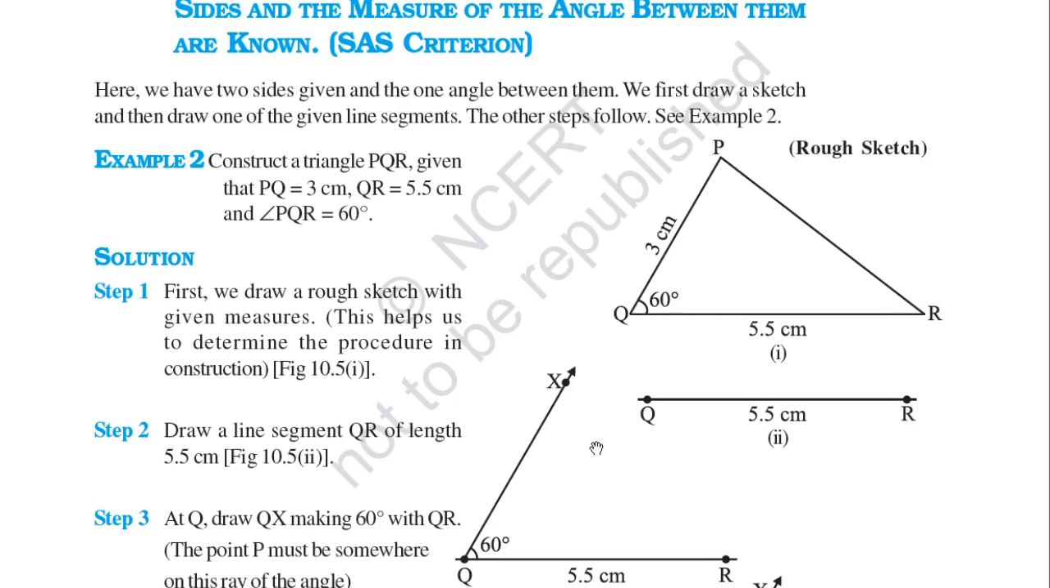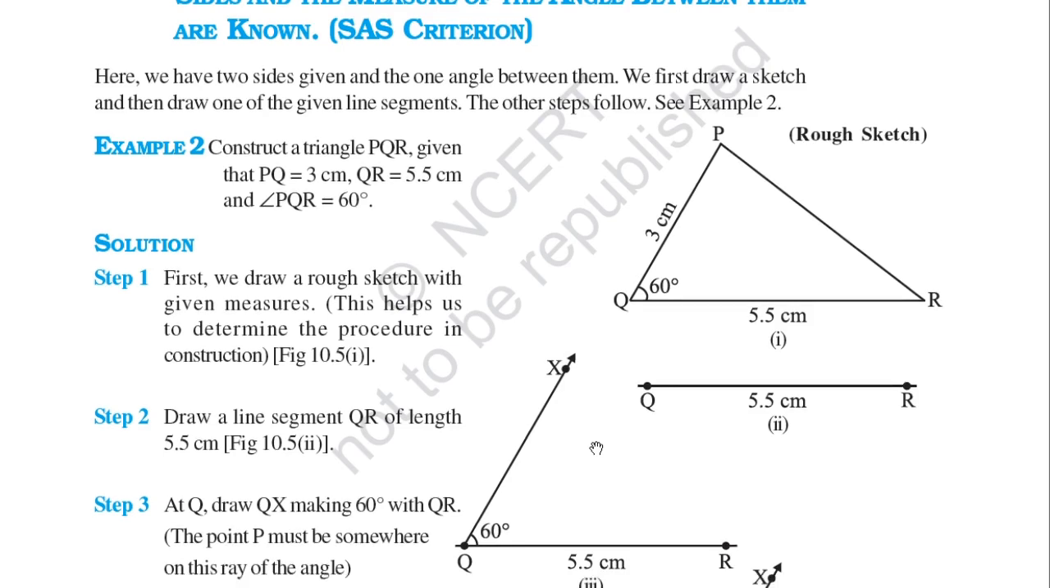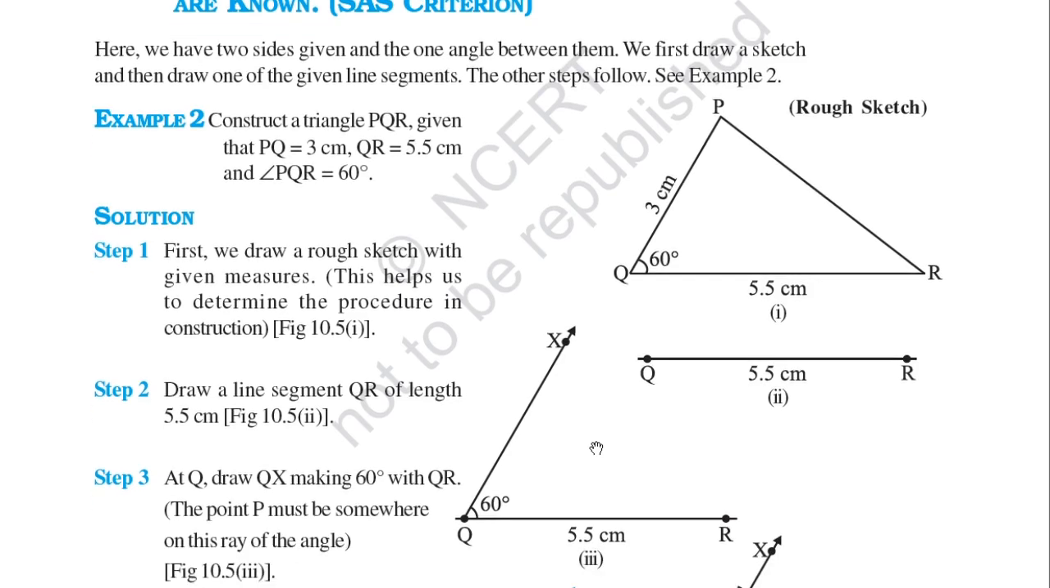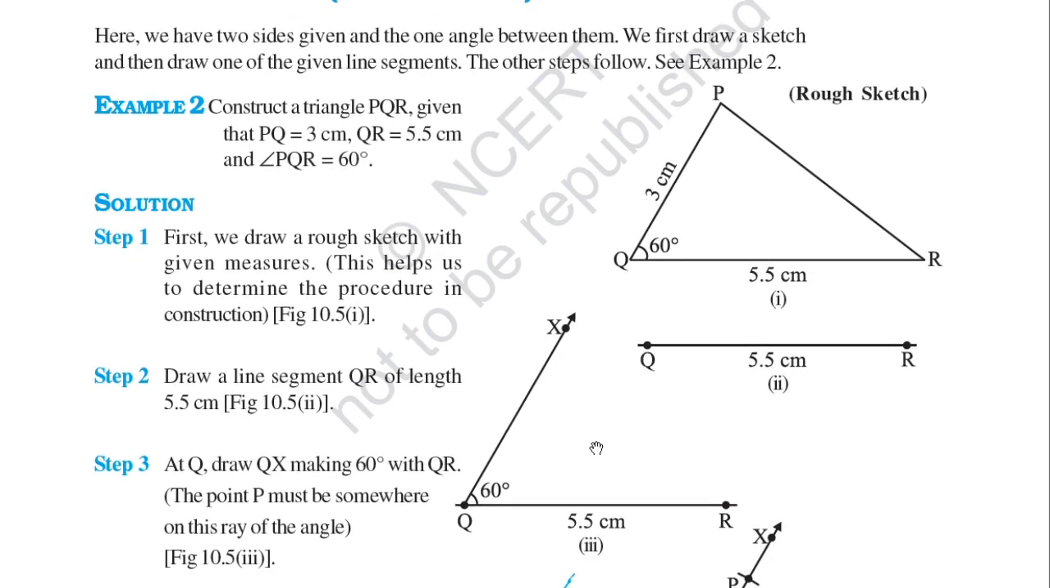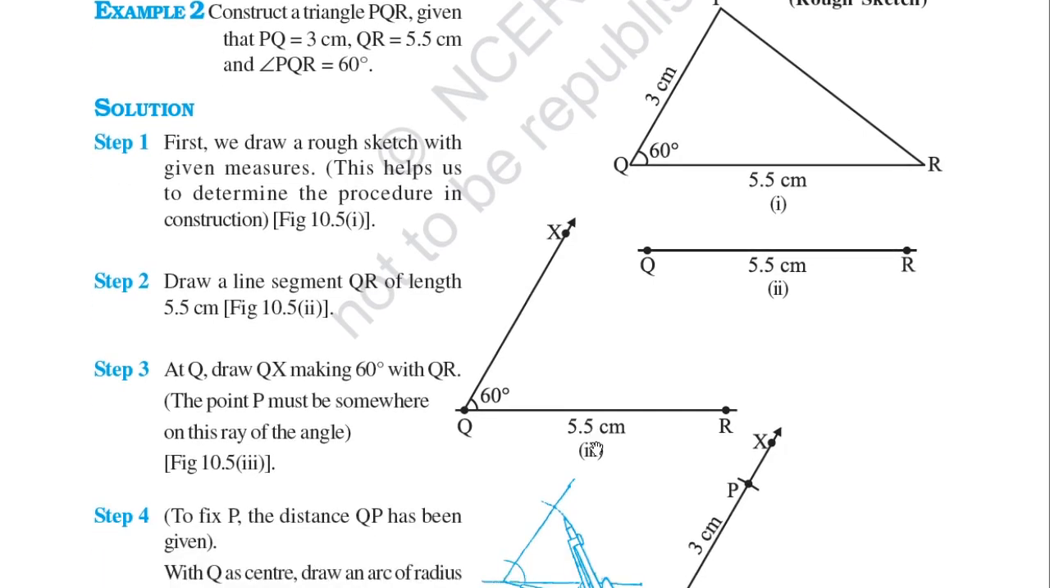Construct a triangle PQR. Given is PQ is equal to 3 cm, QR is equal to 5.5 cm, and angle PQR is 60 degrees. So you can see the rough sketch. Solution: first draw a rough sketch with given measures. This helps us to determine the procedure of construction.